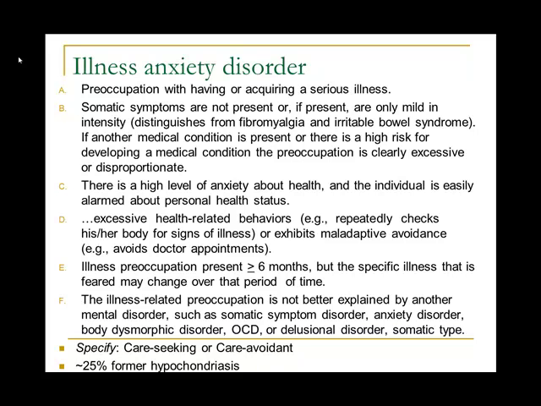There is a high level of anxiety about health, and the individual is easily alarmed about their personal health status. There are also excessive health-related behaviours, for example, repeatedly checking your body for signs of illness, or the person exhibits maladaptive avoidance, for example, actively avoiding doctor's appointments. The illness preoccupation is present for more than 6 months, but the specific illness that is feared may change over that period of time and is not better explained by another mental health disorder. There are 2 specifiers: people who are care-seeking or people who are care-avoidant, and as I said earlier, about 1/4 would have formerly had a diagnosis of hypochondriasis.